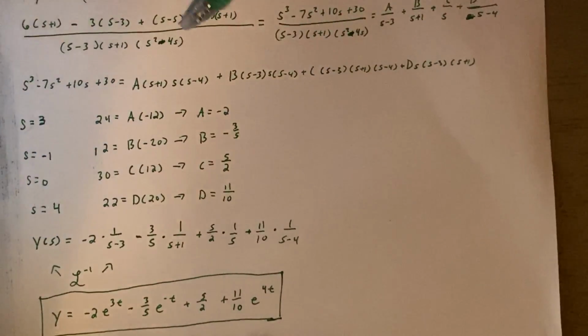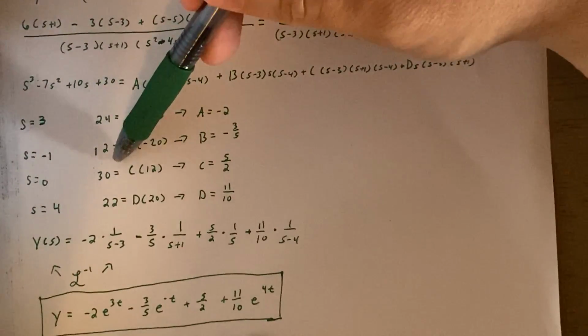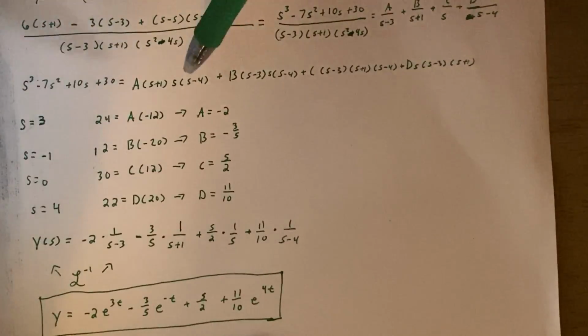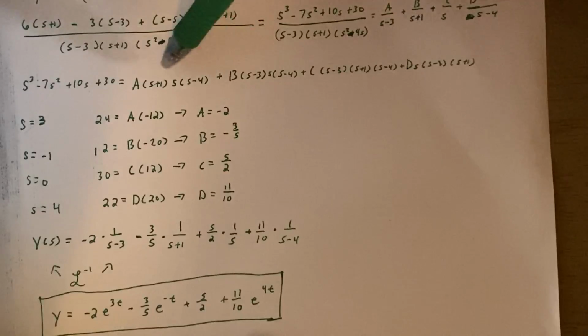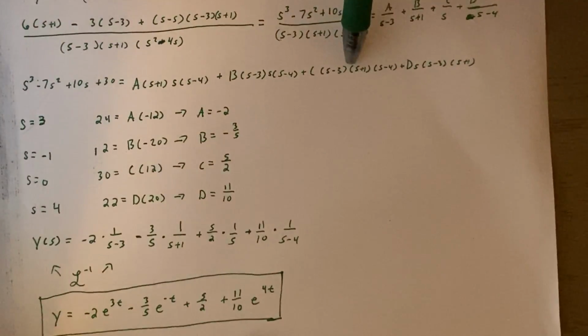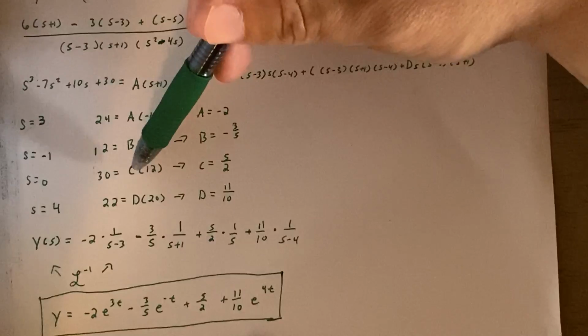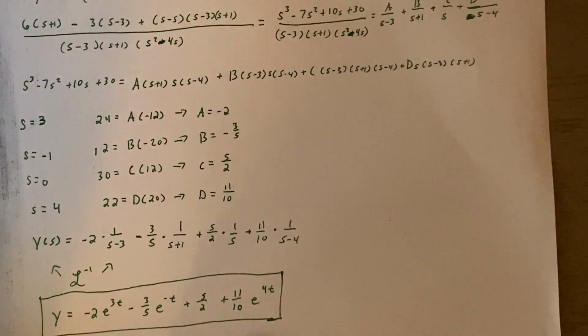For the third term, we have s is equal to 0. So again, on the left-hand side, I'm going to get 30. On the right-hand side, the only term that's going to stay is going to be c, because all these have just an s, and if s is 0, again, they're going to cancel out. So we're left with c, plug in 0, -3 times 1 times -4 is a positive 12. So to solve for c, divide 30 by 12, and it reduces to 5/2.